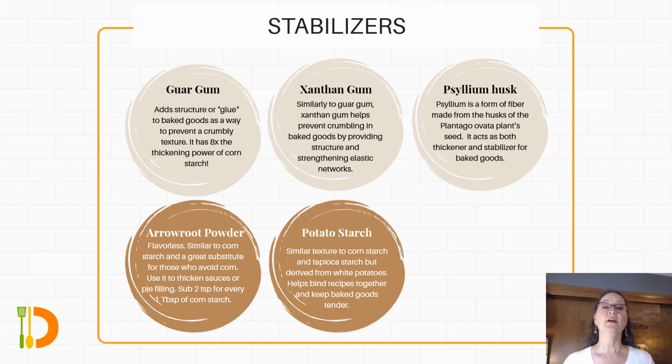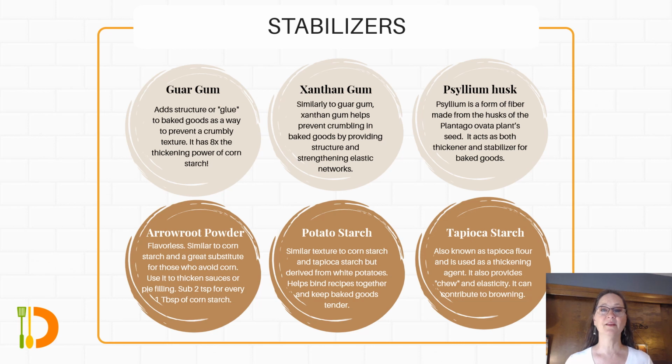Potato starch. This has a similar texture to cornstarch and tapioca starch, but it's derived from white potatoes. This helps bind recipes together and keep baked goods tender. Tapioca starch. This is also known as tapioca flour, and it's used as a thickening agent. It also provides that chew and elasticity. It can also contribute to browning.